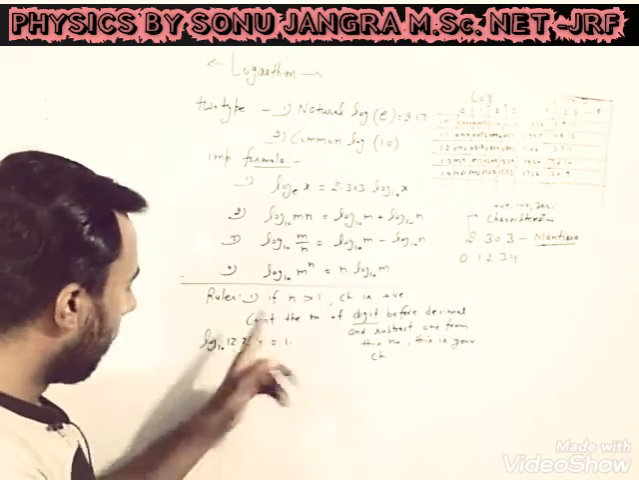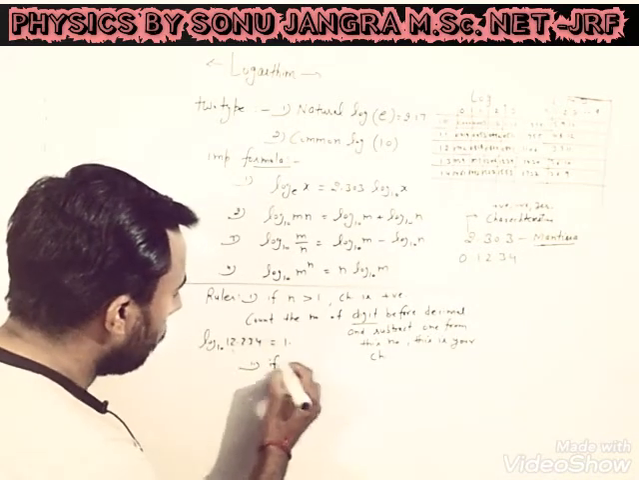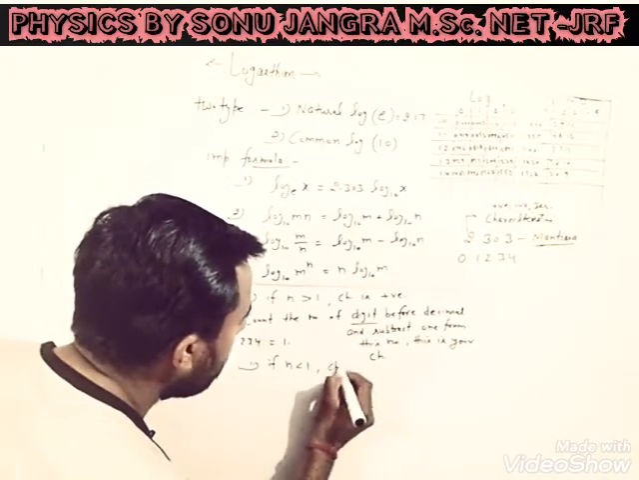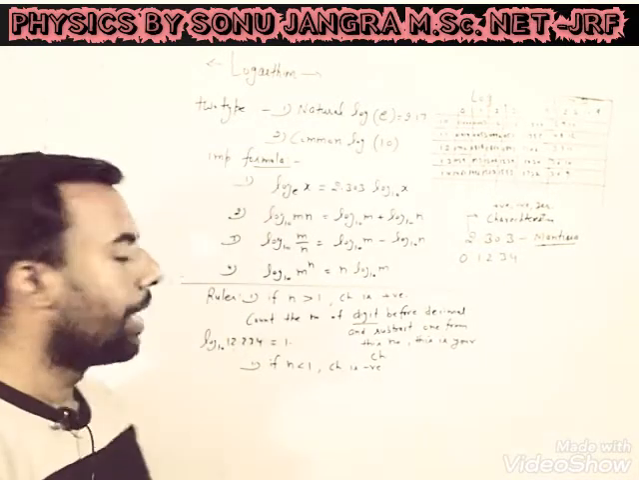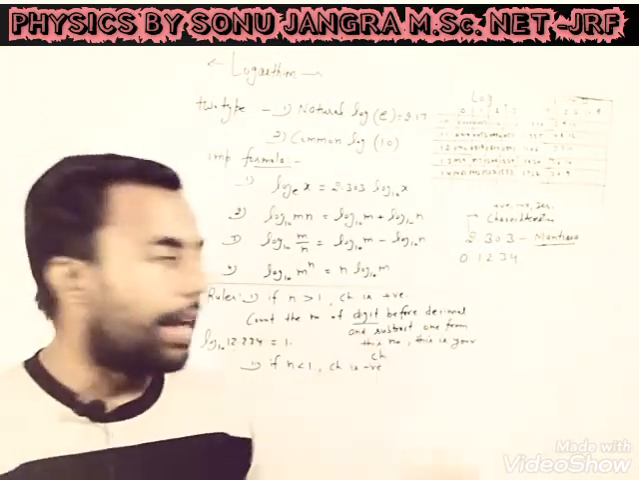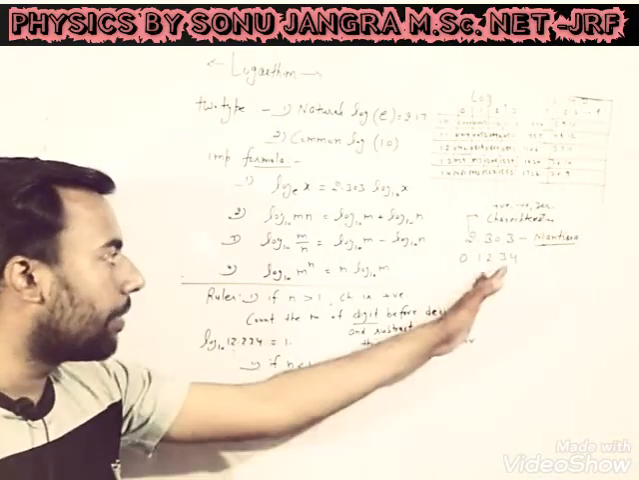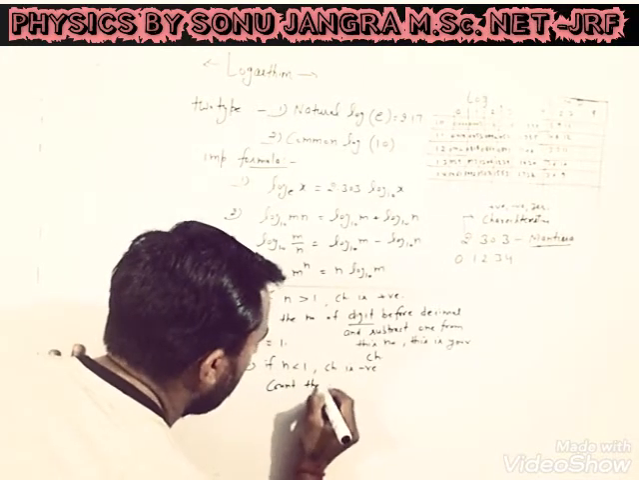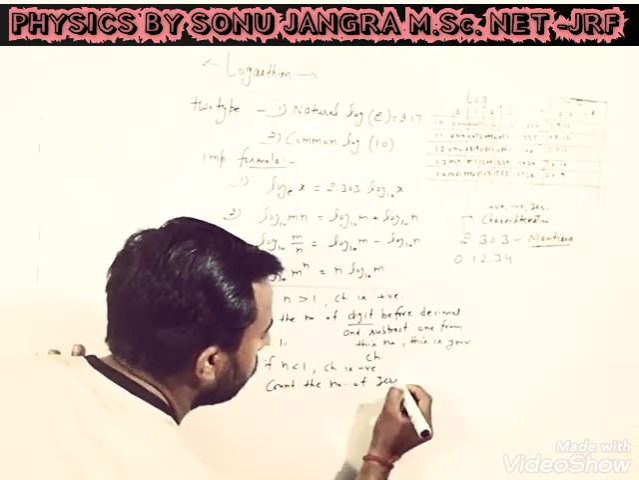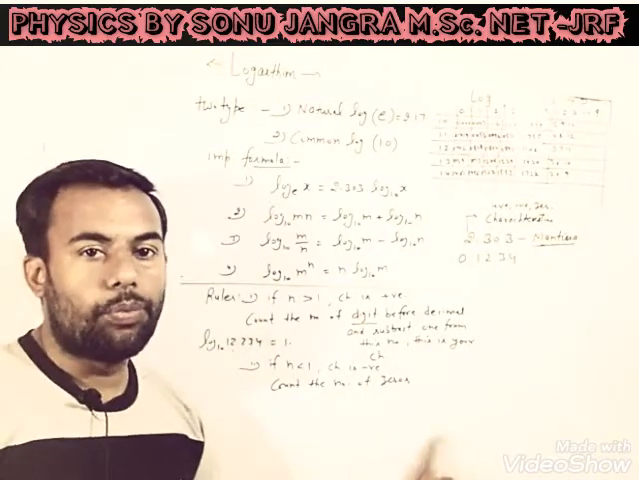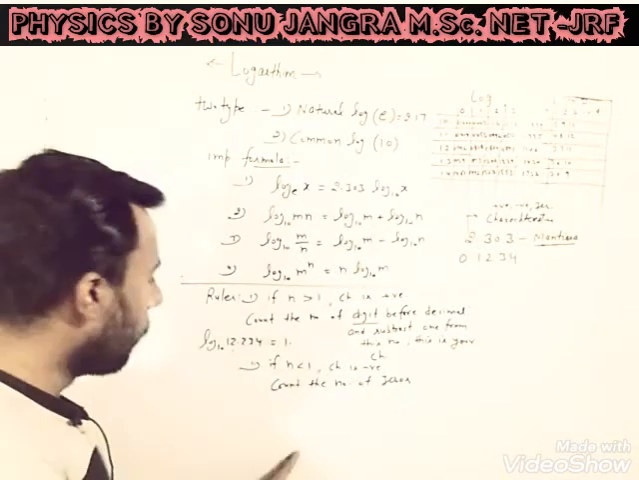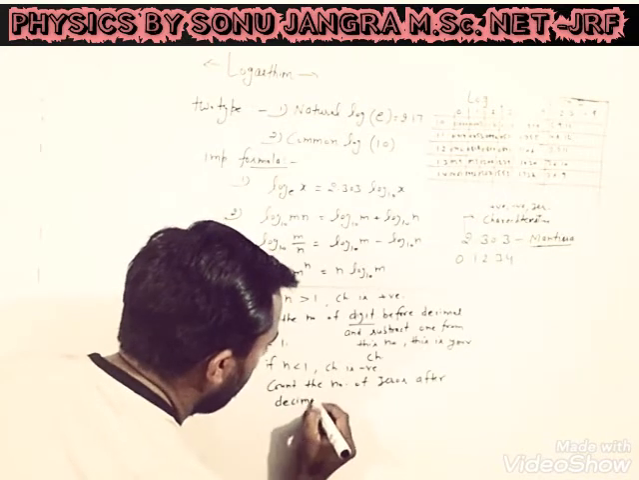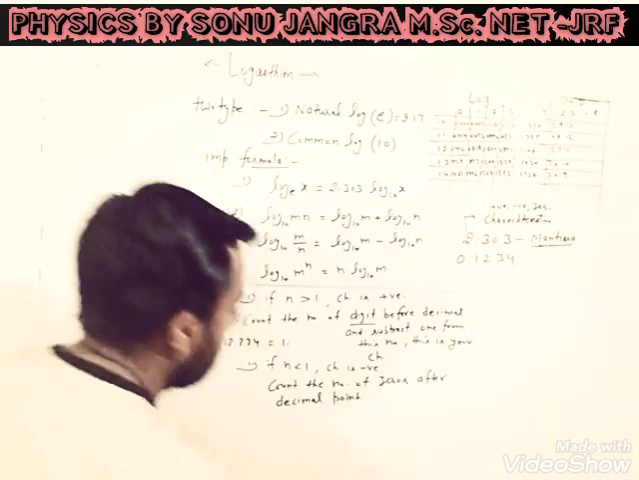Okay, now what about the second case? If n is less than 1, then the characteristic is negative. If n is less than 1, the characteristic is negative. So what about a value which is less than 1, starting from 0? Then what is the rule? The rule is to count the number of zeros, not the number of digits. Count the number of zeros after the decimal point. After the decimal point.